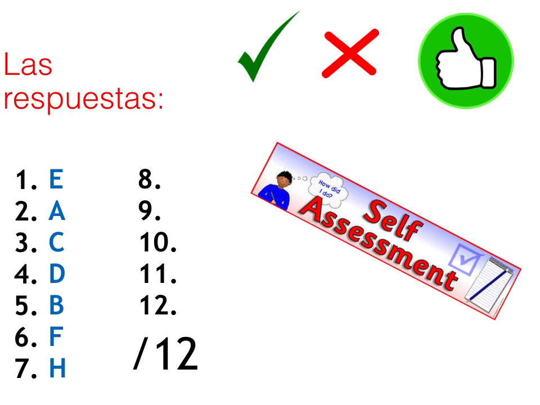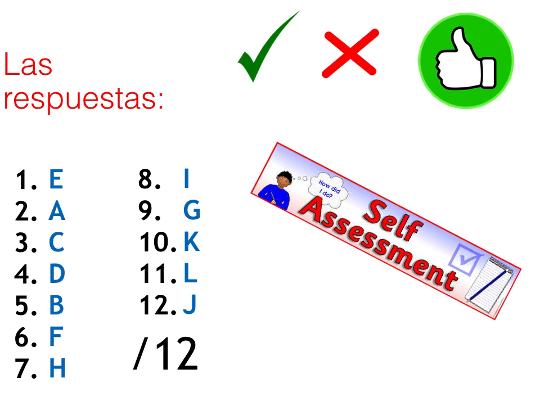Número 7, H. Las matemáticas. Número 8, I. La geografía. Número 9, G. El español. Número 10, K. Las ciencias. Número 11, L. El francés. Y número 12, J. La religión. Muy bien, fenomenal.